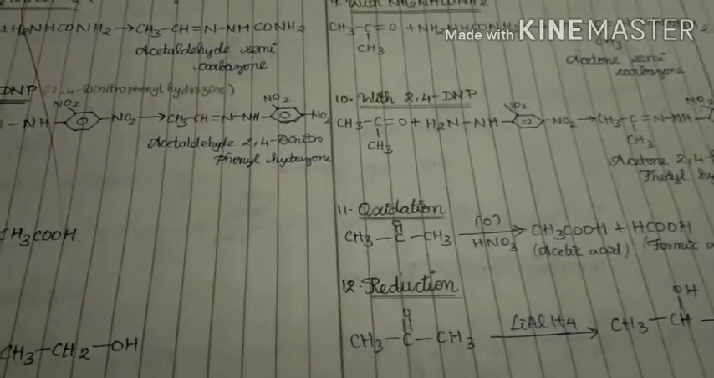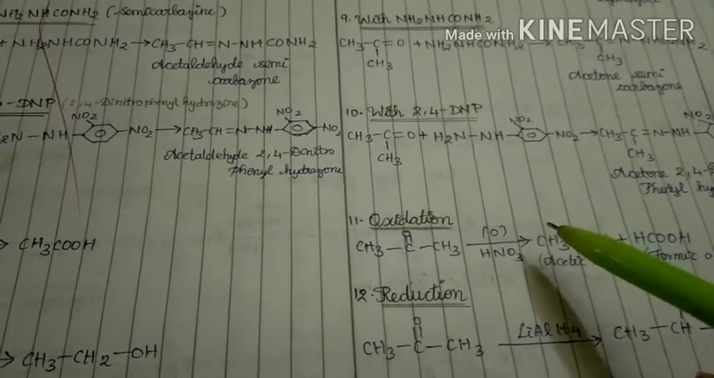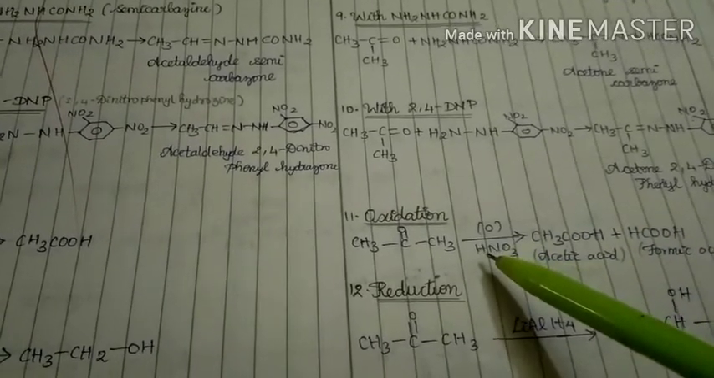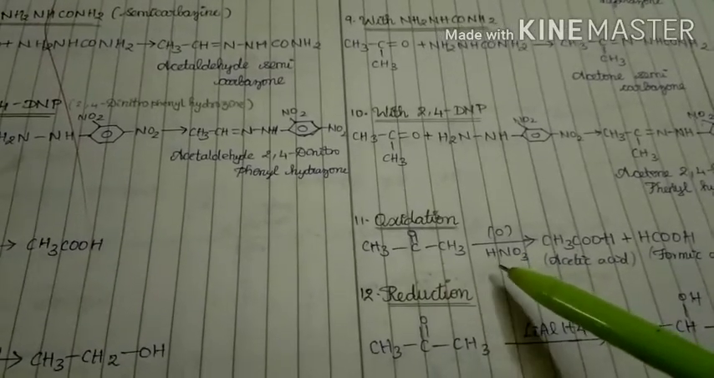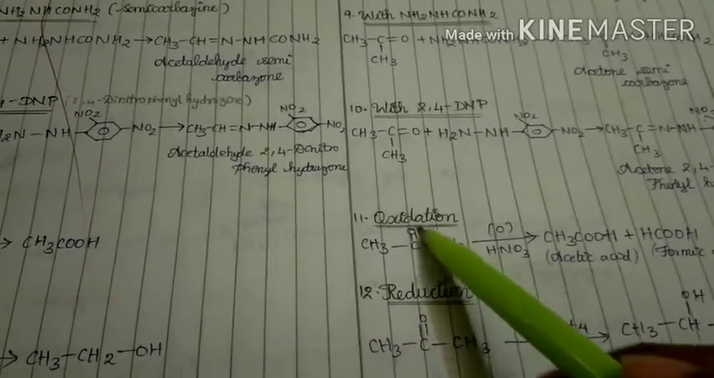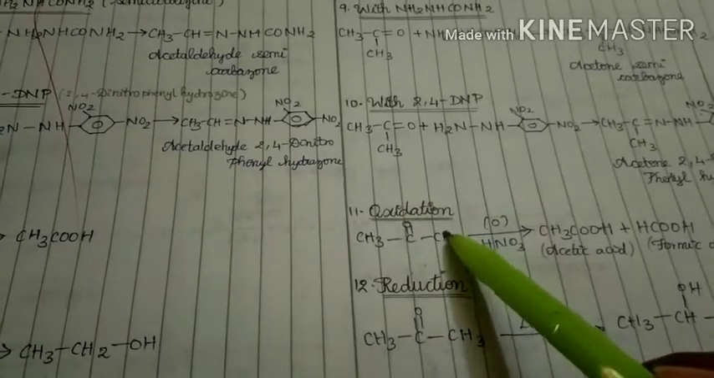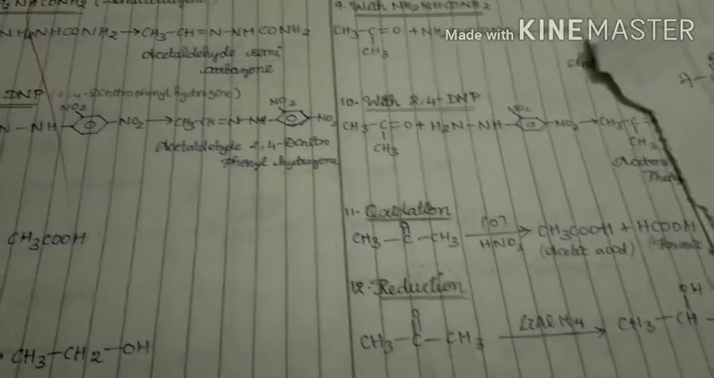So what is the point here? When aldehydes undergo oxidation, then we get acids with the same number of carbons. But in case of ketones, we get acids with less number of carbons. This part will become acid and this part will become which one? This part will become formic acid. I will show one example regarding this one.